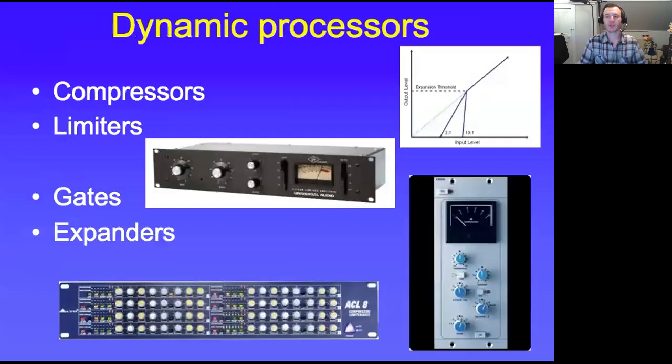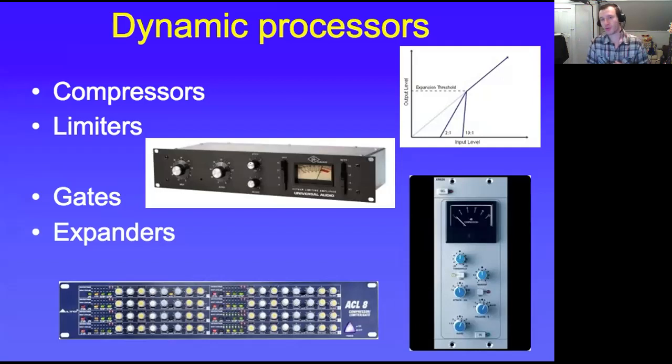These processors are used to affect the amplitude of an audio signal. So the amplitude meaning the dynamic range of the signal. And this can be done in two ways. We can either expand the dynamic range or we can contract the dynamic range. We can make it smaller.